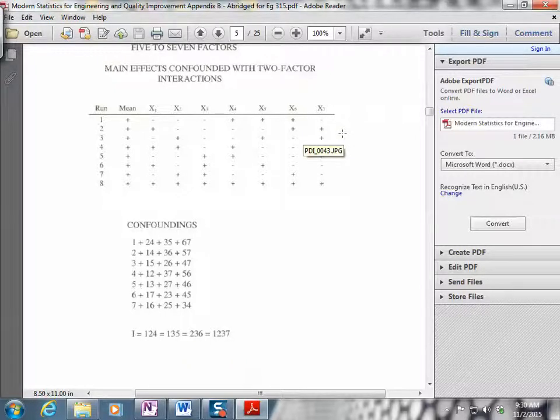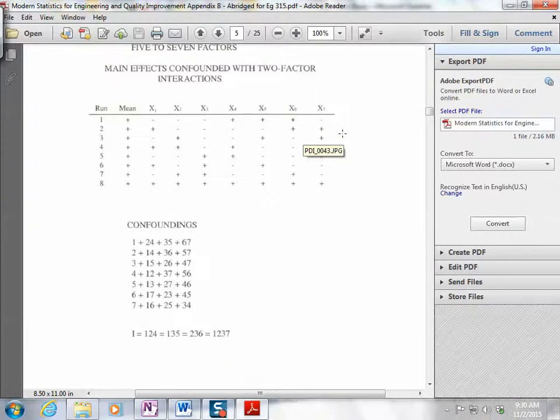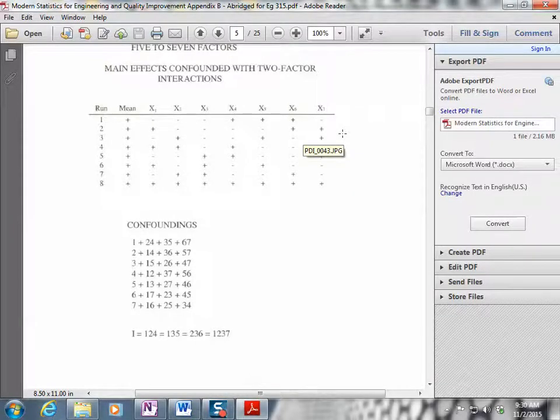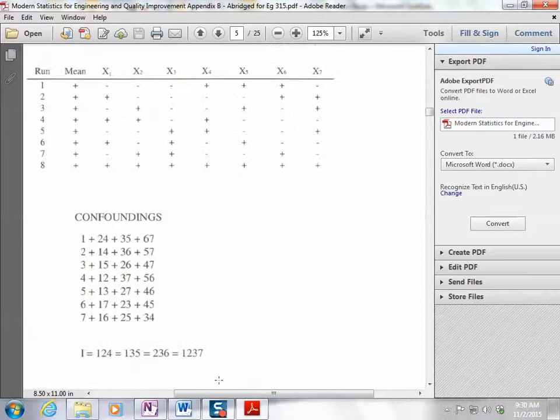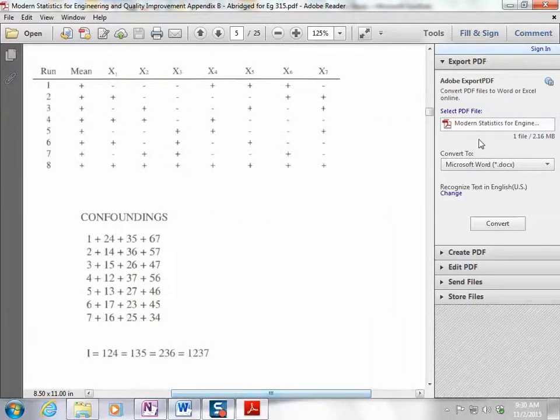So let me see where we're at in this. I don't want to jump ahead. What I ask you to do is tell me what the design generators are for this. So what are the design generators?